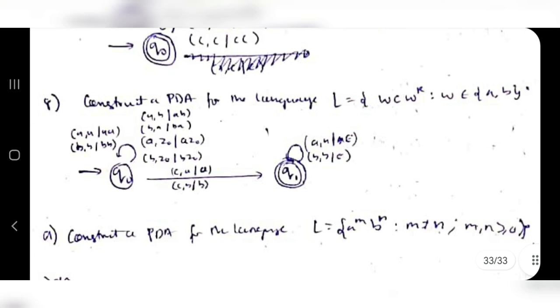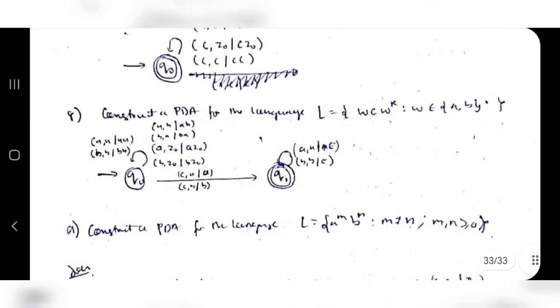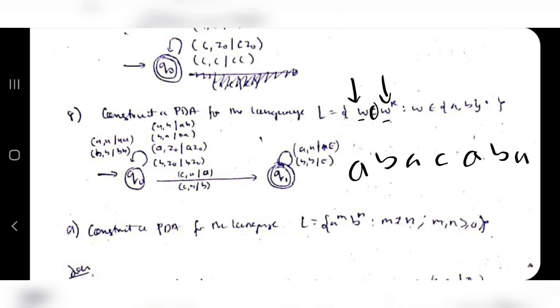Okay, the next one is construct a PDA for the reverse string. So W is here, C, then the reverse of the string. That means if I have a string A B A, then I should have C, then again A B A, meaning the reverse of this first string. And how can I do this one? Firstly, I will be accepting all the strings here.